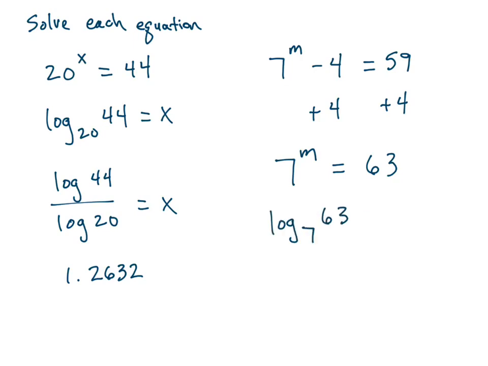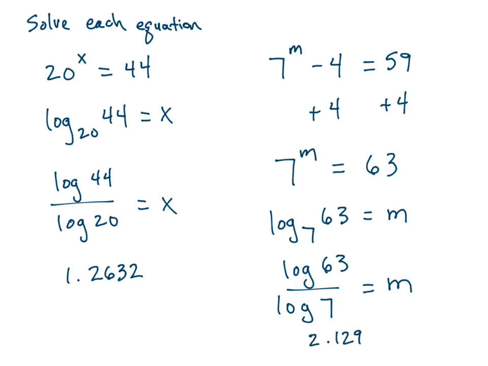So it'll be log base 7 of 63 equals m, and then I will use the change of base formula, so log of 63 over log of 7, and then of course throw that on my calculator, and I would get 2.1292.